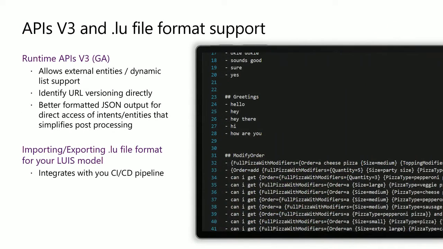The other aspect that we're introducing is the ability to enhance the developer experience. To that, we have GA of our runtime APIs v3. They allow you to have external entity definitions and dynamic lists, which allow you to define entities that you are clear on and know ahead of time, rather than have LUIS do them.